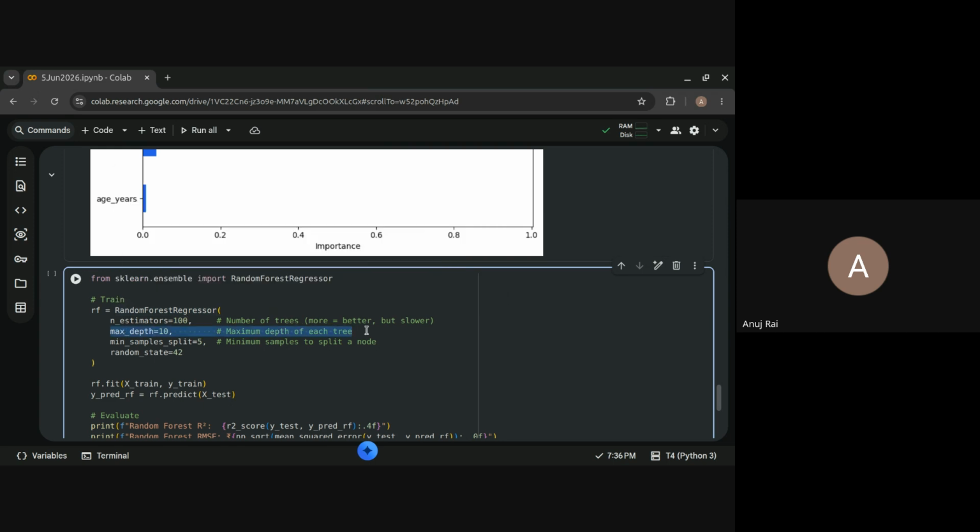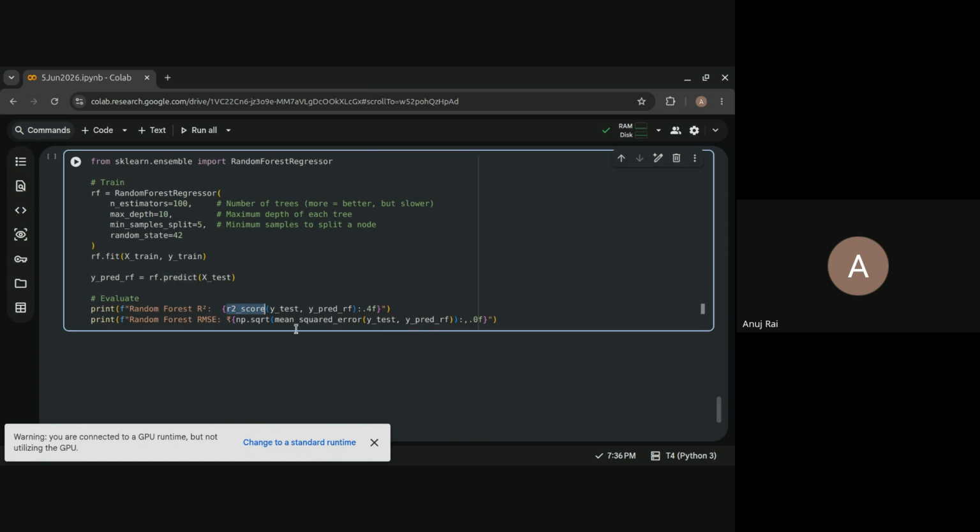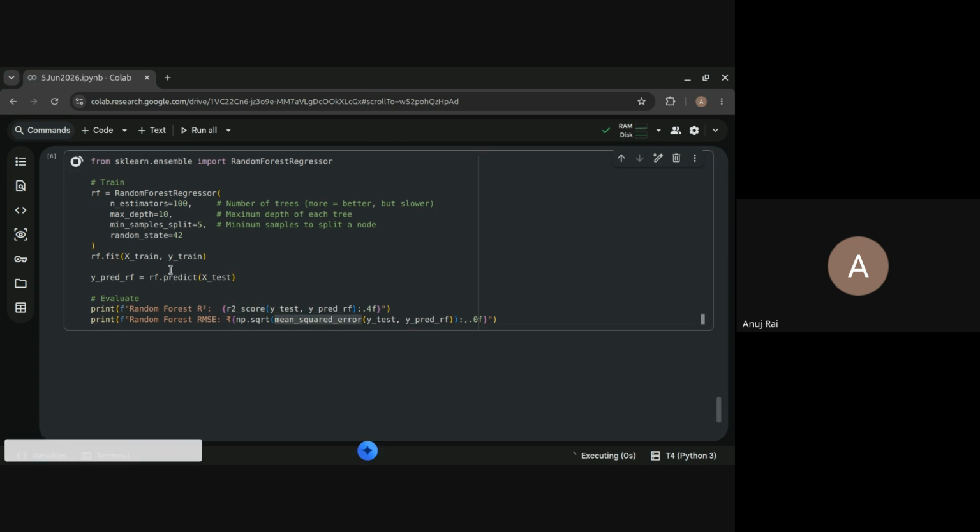Then the maximum depth of each tree. All these things you need to fine tune. After the evaluation, you can go ahead and again fine tune the estimators, max depth and minimum sample split to see how the evaluation of the model is behaving. And after that, you fit the model and then you predict, and then you see the R2 score and mean squared error. So that's the whole step.